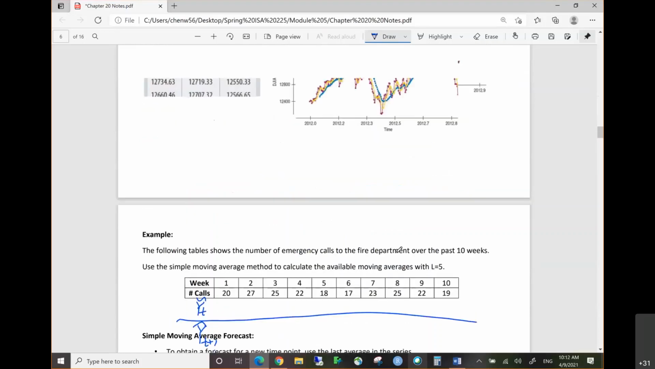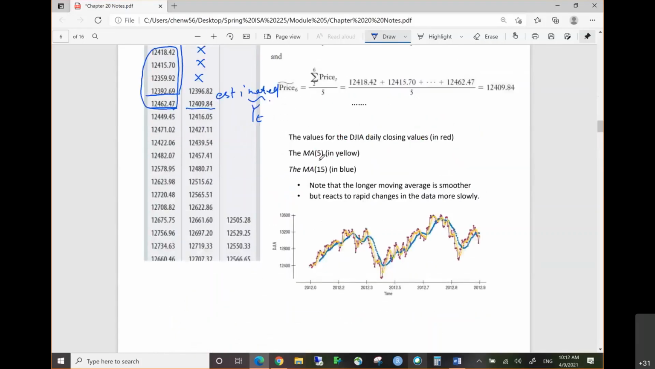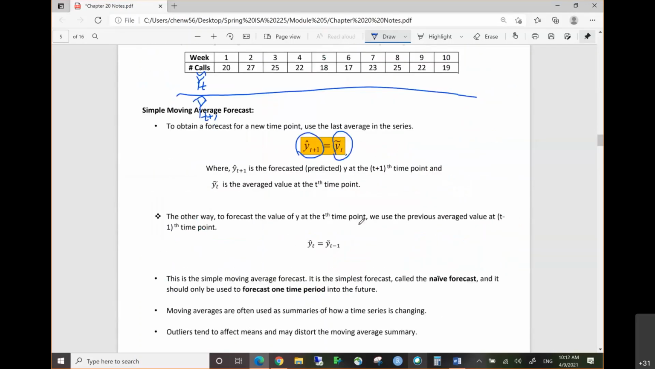And then we say, for these two, one is L equals 5, the other one L equals 15, right? So one is averaging every 5 points, the other one is averaging every 15 of them. So which one is smoother? 15 will be smoother, right? So based on this plot, the blue one will be L equals 15, right? The yellow one, which is less smooth, will be L equals 5. All right. Okay, so that will be the simple moving average.